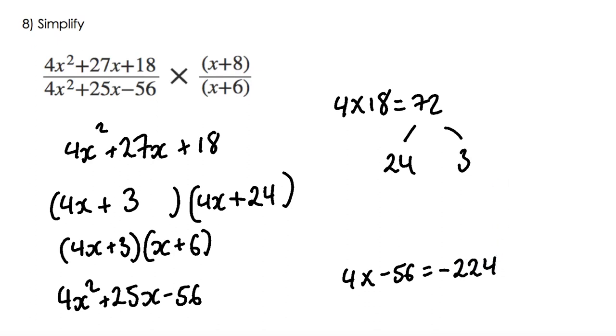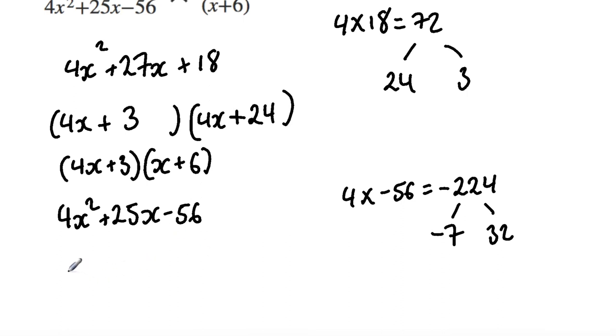Now I need to find two numbers that you multiply together that gives us negative 224, but also adds up to the b coefficient, 25. Well, it's minus 7 and 32. So minus 7 times 32 gives us negative 224. Minus 7 plus 32 gives us positive 25. So let me just scroll down and factorize this further.